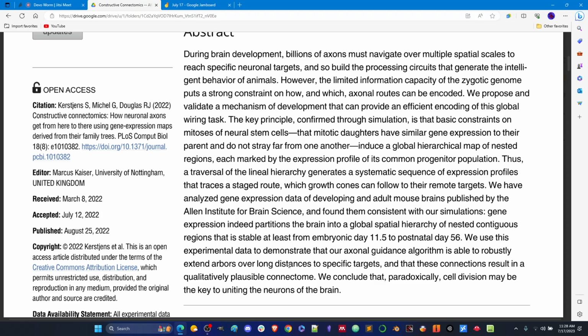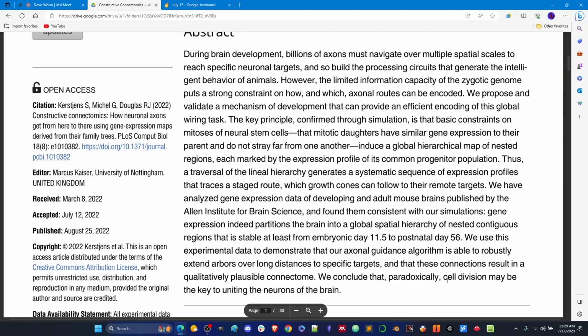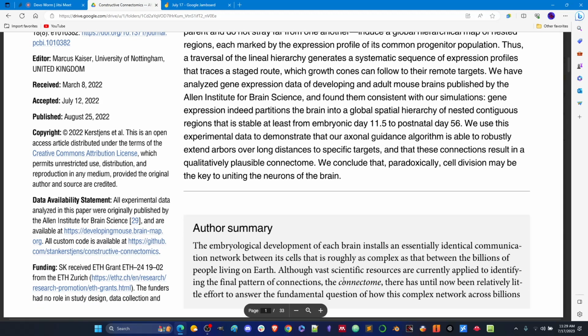We use this experimental data to demonstrate that our axonal guidance algorithm is able to robustly extend arbors over long distances to specific targets. So your axon is like a tree, it arborizes, that sort of thing. So it's doing this as well as finding targets, and that these connections result in a qualitatively plausible connectome. So they're actually modeling this and showing that it does produce the kind of result that we would see in a real live biological connectome. So they're doing simulations here. We conclude that paradoxically, cell division may be the key to uniting neurons in the brain. So this is the paradox: if cells divide, they actually keep the brain together.